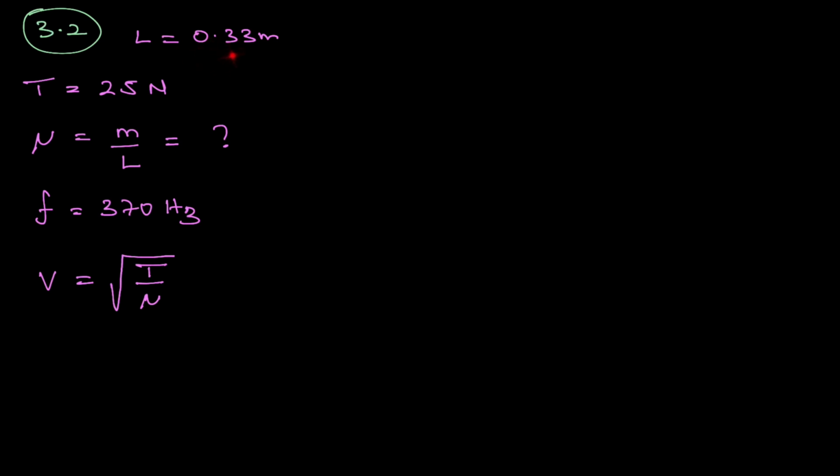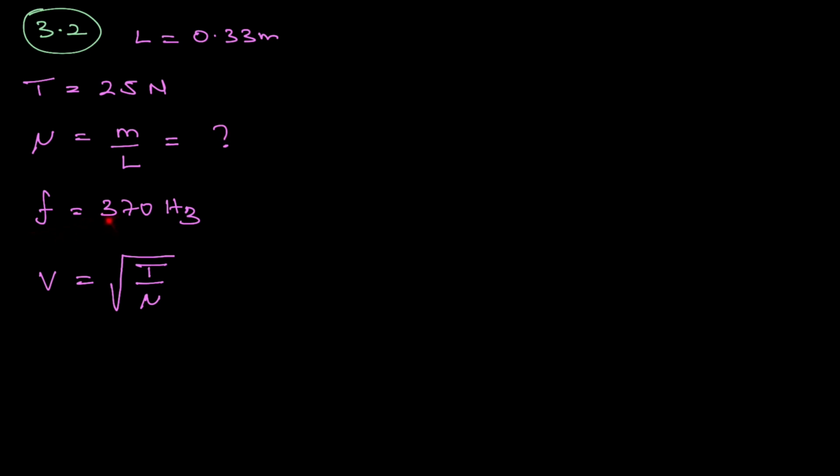Question 3.2. The vibrating length of one of the strings of a violin is 0.33 meters. When the tension in the string is 25 newtons, the string vibrates with a first harmonic frequency of 370 Hz. Show that the mass of a 1 meter length of the string is about 4 times 10 to the power minus 4 kilograms. So we have the length 0.33 meters. We have tension is 25 newtons. We have mu, the mass per unit length, and we're looking for that.